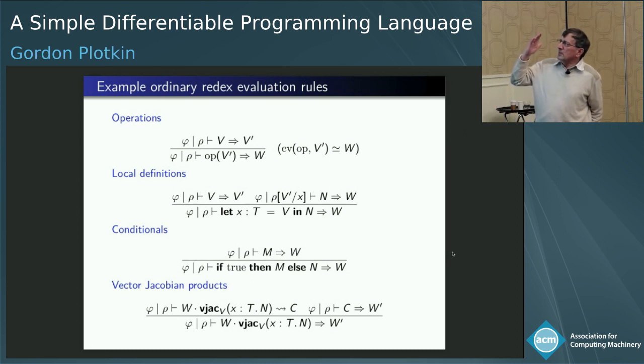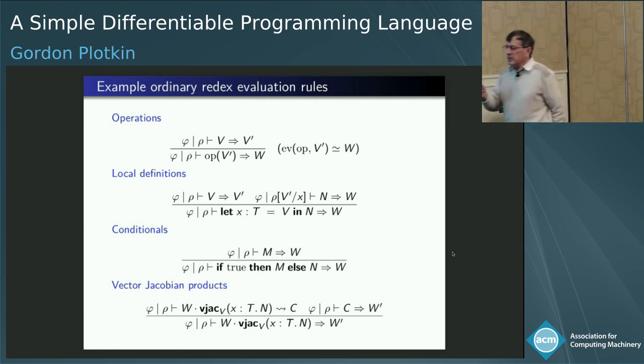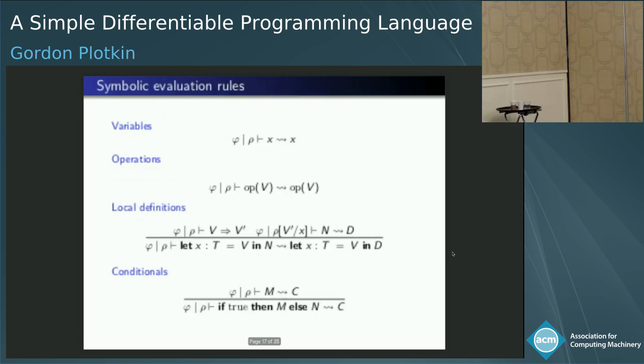So these are just ordinary rules that you've seen a million times, except for the vector Jacobian products. The vector Jacobian product, you just punt. You say to differentiate a vector Jacobian product, you just symbolically evaluate it. And that'll give you an ordinary term, and then you evaluate that. So the question is, how do we do symbolic evaluation?